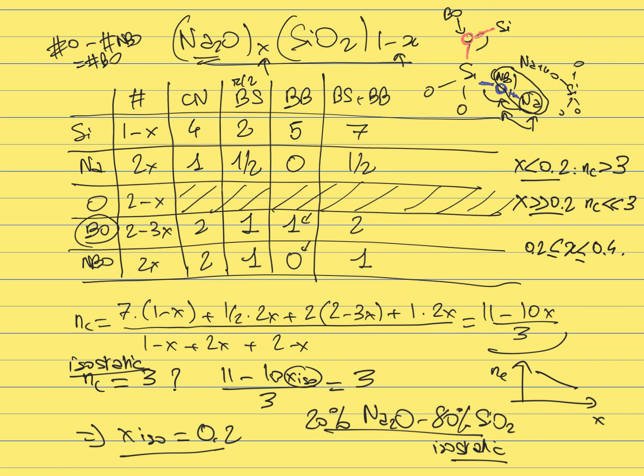So that's one example where, in this case, you can use topological constraint theory to find the range of composition, or at least the composition that's going to give you the maximum glass forming ability.